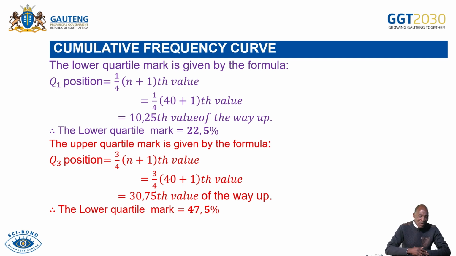Right, according to our formula, the lower quartile mark is given by the formula Q1 position equals 1/4 of n plus 1 value of the way up, which is 10.25.